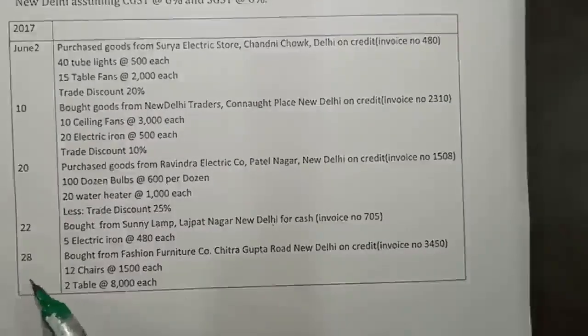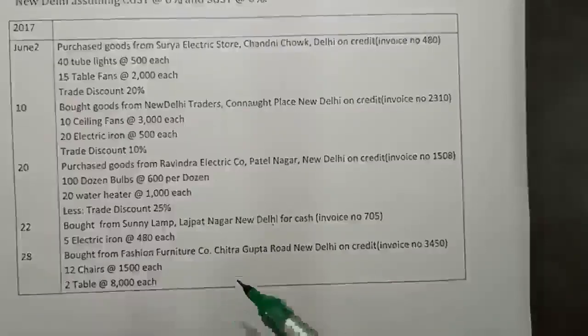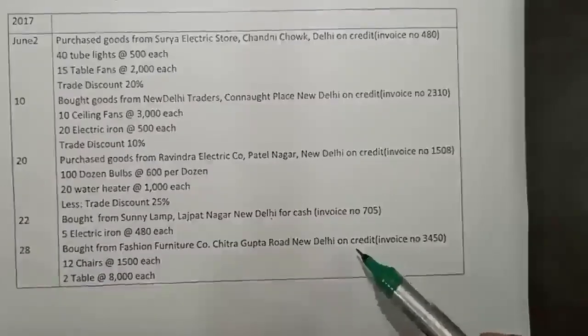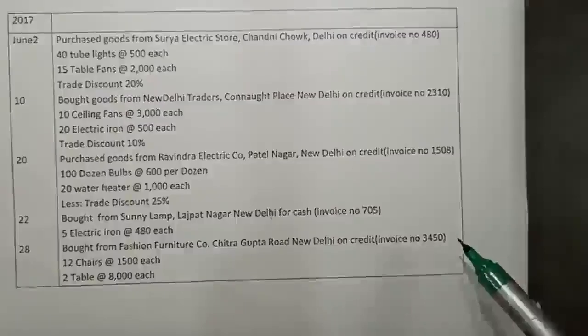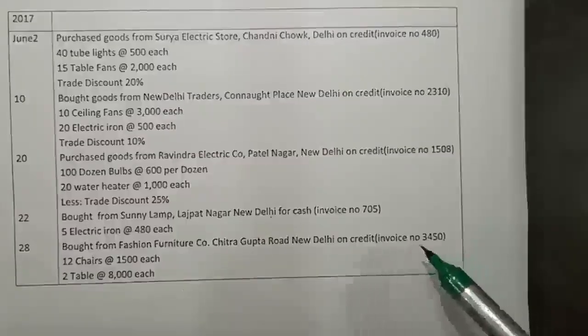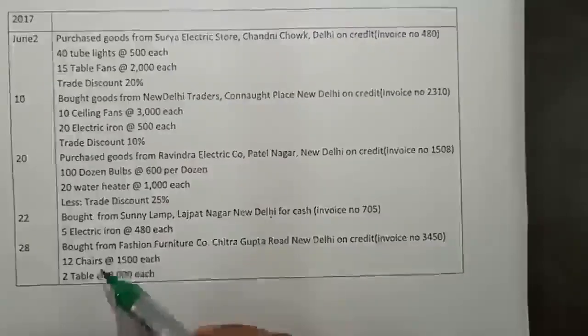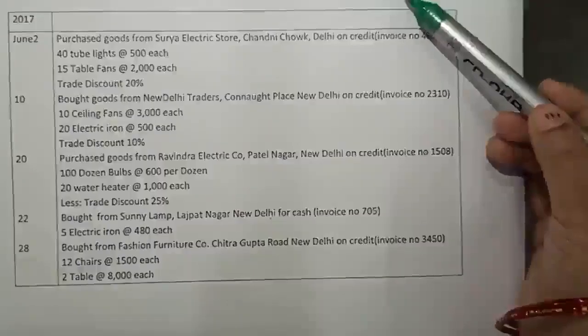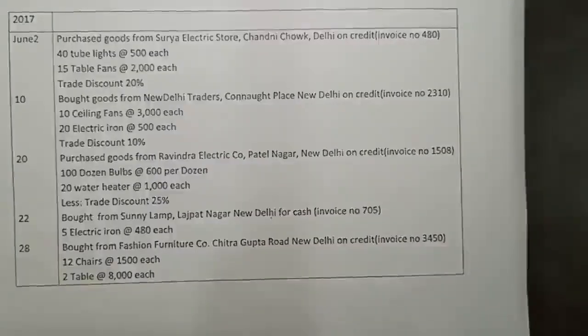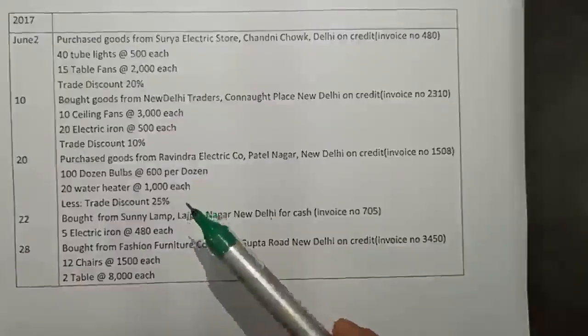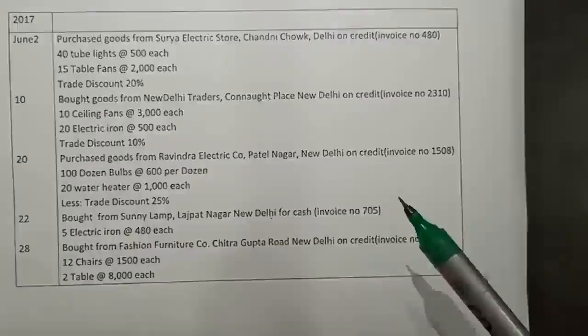Now, June 28. Bought from Fashion Furniture, Chitra Gupta Road, New Delhi on credit. Invoice number 3450. Now, here we have bought the chairs and the tables. In our question, we have been given that Pawan Electric Store, New Delhi, is the name of the business enterprise. And here the transaction is regarding the chairs and the table, which is completely different from the transactions which have taken place earlier.